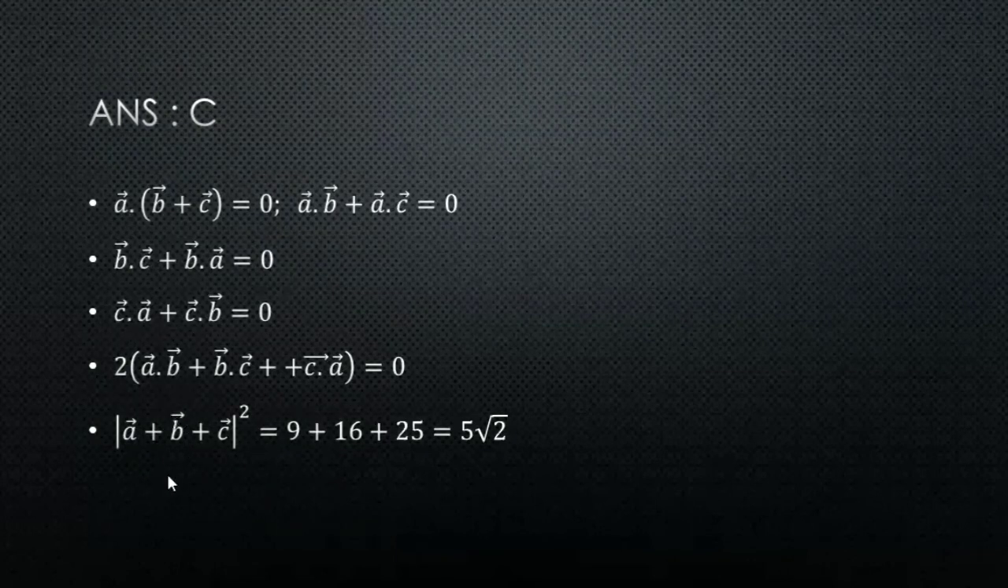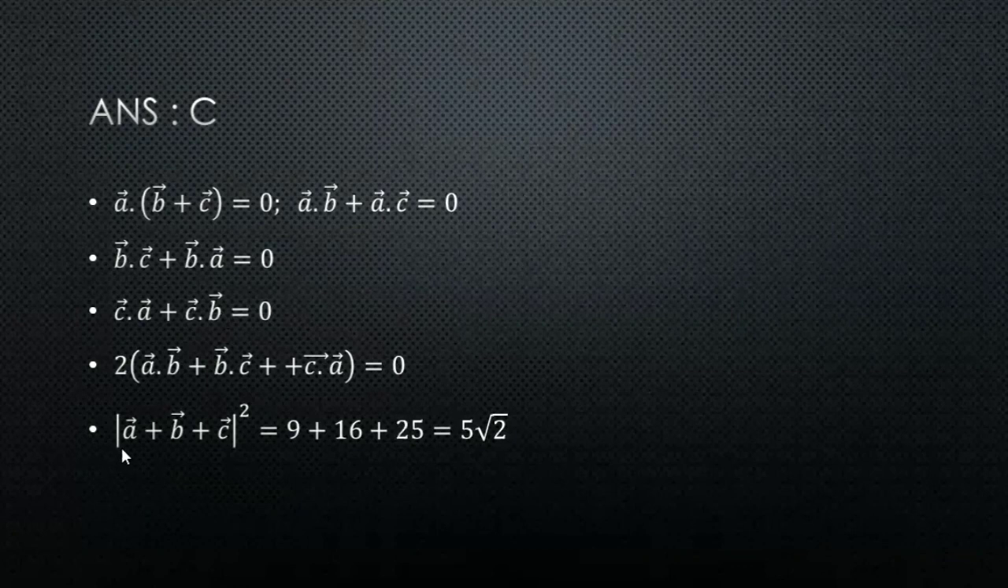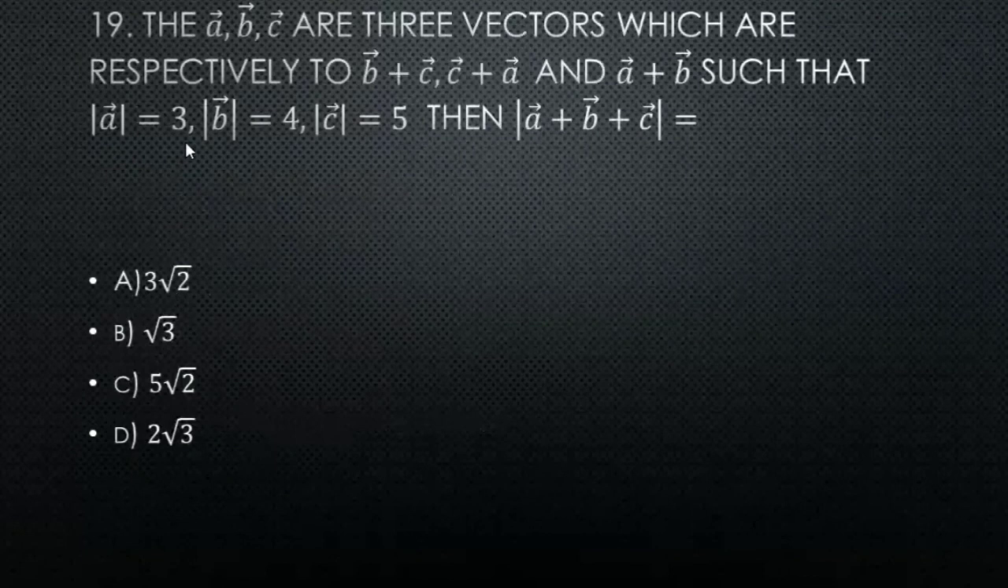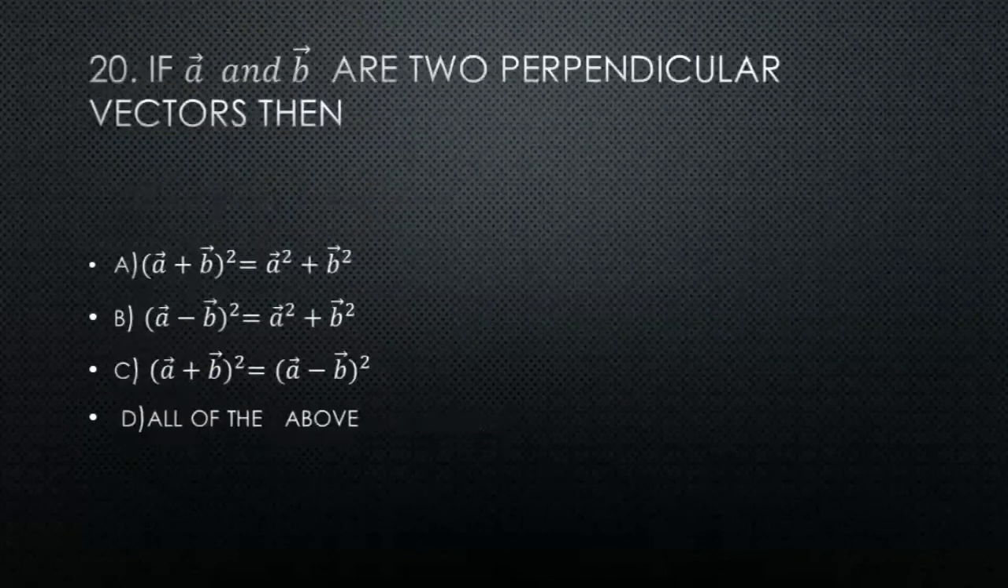Now take a square on this. What is A plus B plus C whole square? It will be equal to A square plus B square plus C square plus 2 into AB plus BC plus CA, right? By using that, this term is equal to 0. So it will be just the magnitude of A square, magnitude of B square and magnitude of C square. It is given. 3 square will be 9, 4 square is 16, plus 25. So it is equal to 5 root 2. Clear? So option C, that is 5 root 2.